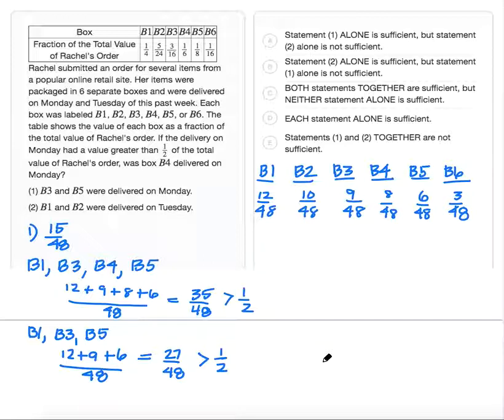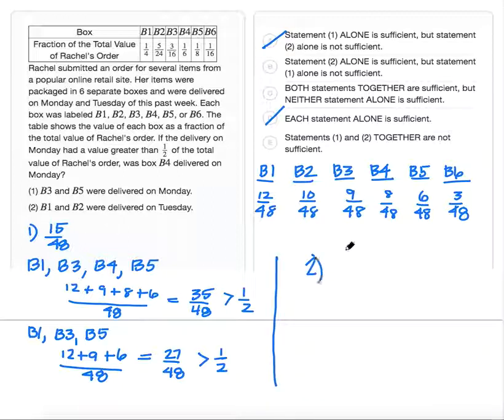But in the first case, B4 was delivered, and in the second case, B4 was not delivered. So this statement alone is not sufficient, so we can eliminate choices A and D, which means the correct answer has to be choice B, C, or E. So now let's go ahead and look at statement 2.